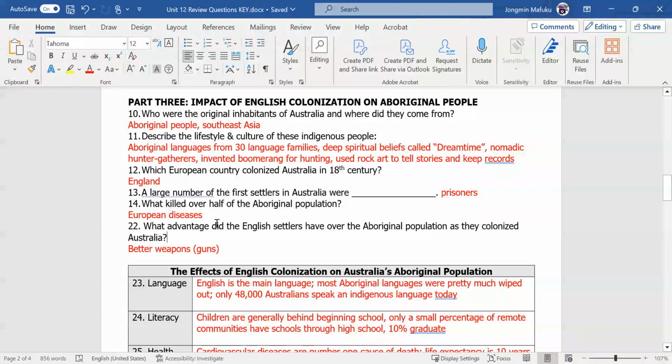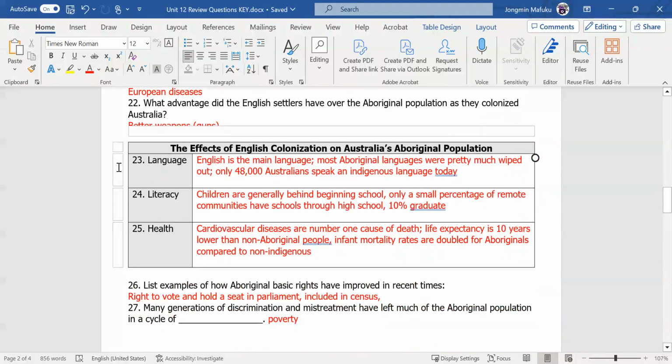Now, next, what advantage did the English settler have over the Aboriginal population as they colonized Australia? They had better weapons. We understand that these Aboriginal people had boomerang and they had spears, they had arrows, but they did not have technology such as gun. You cannot win a gunfight with a sword. It's that simple.